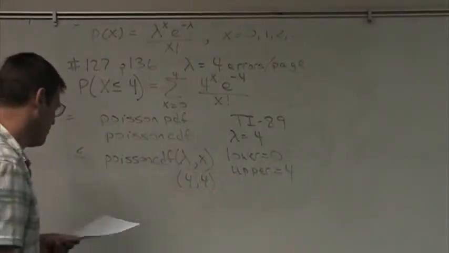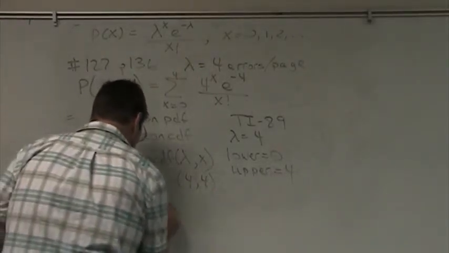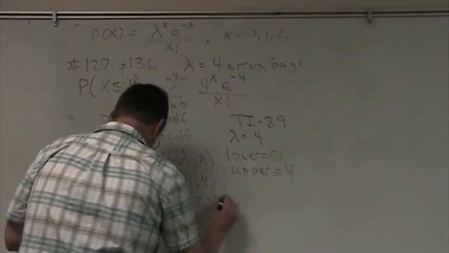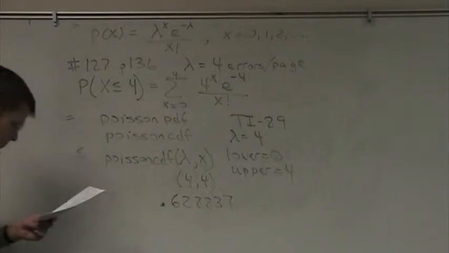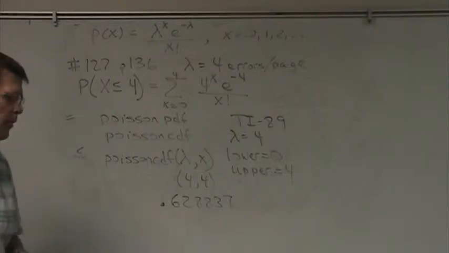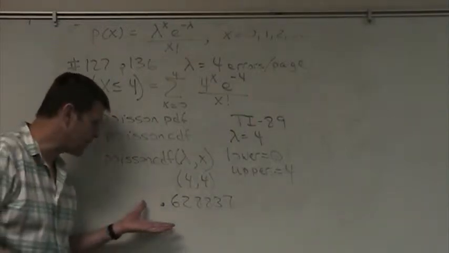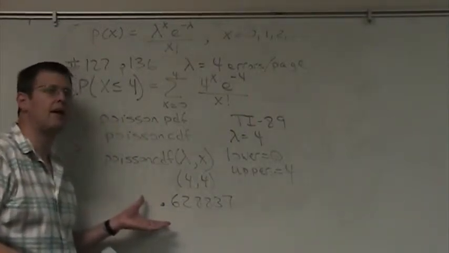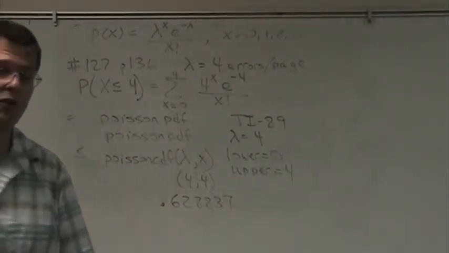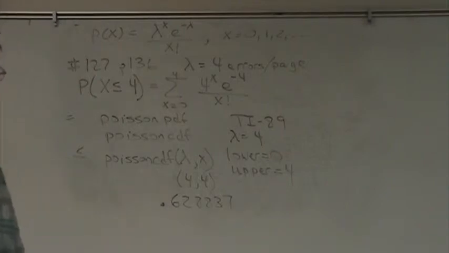When you plug that into your calculator, what you end up getting is 0.628837. So basically what that's telling you is if this were a real person, then approximately 37% of the pages that are typed would have to be retyped because about 37% of them have more than 4 errors.